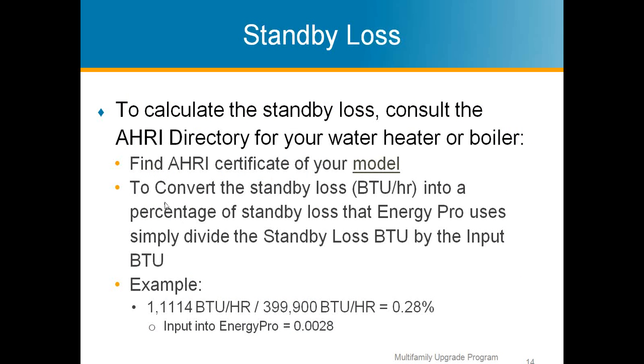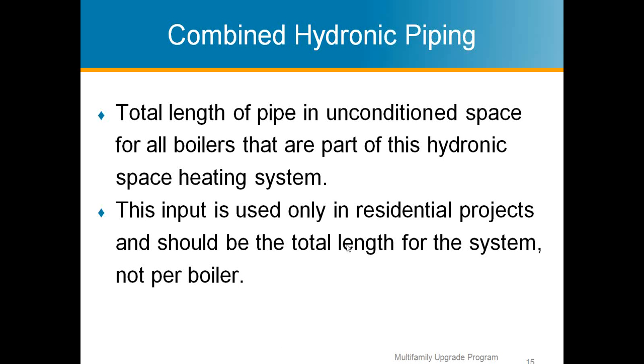And basically, to convert that to a percentage loss, you want to simply divide the standby loss BTU by the input of that rated system. So, for example, if this was your BTU loss, this is your total BTU, your percentage into EnergyPro would be this number right here. So in your report general data, you should probably have a section there that would calculate that and show you what that's going to be.